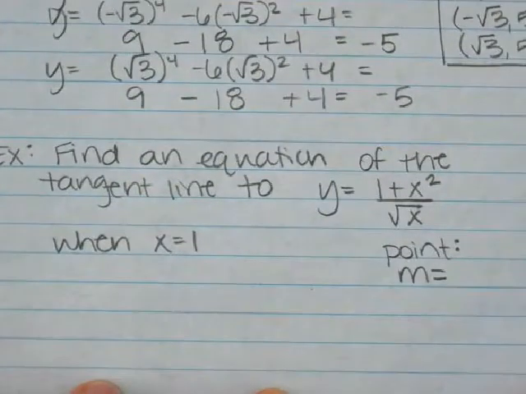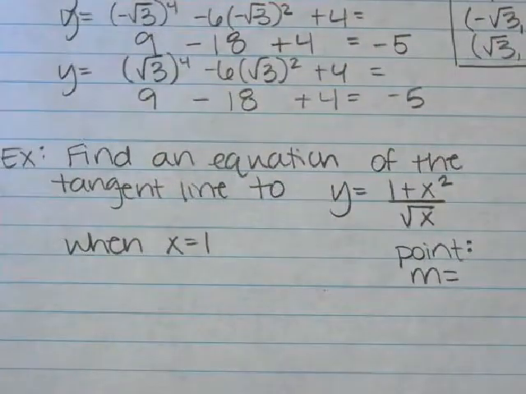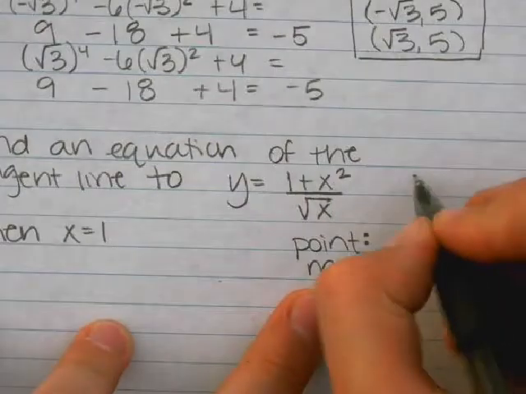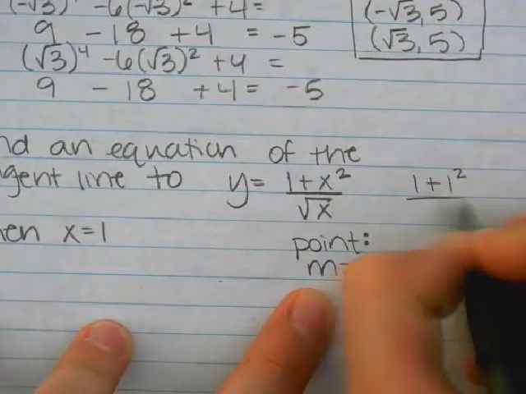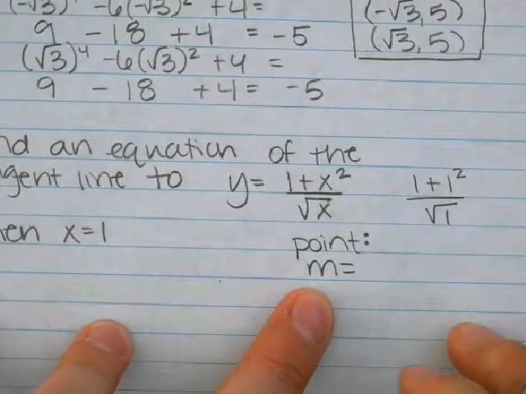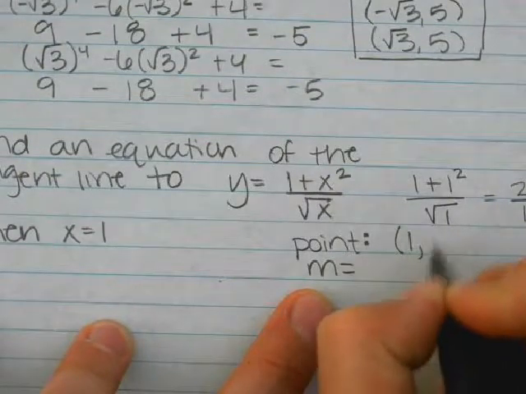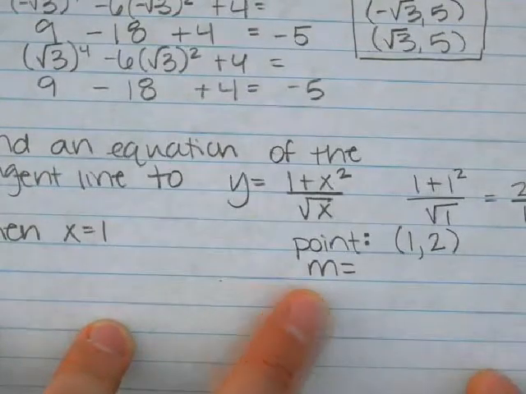Okay, the point part is pretty easy. How do we find the point? You can just plug it in, right? So to find the point, I'm going to say 1 plus 1 squared divided by the square root of 1. So that's 2 divided by 1. So our point is 1, 2. So we got that.